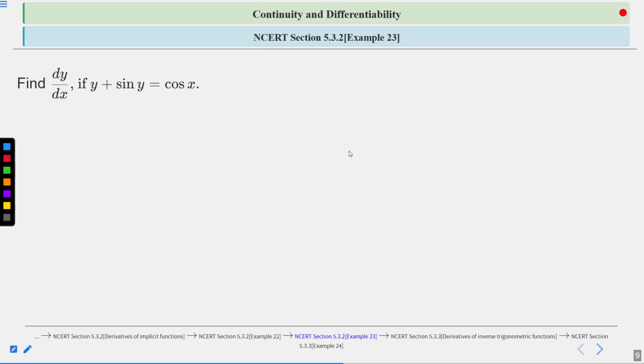Now let us see NCERT section 5.3.2 example 23. We have to find dy by dx if y plus sine y is equal to cos x. So how can we find dy by dx? The given function is an implicit function, because we cannot simply represent y in terms of x only.